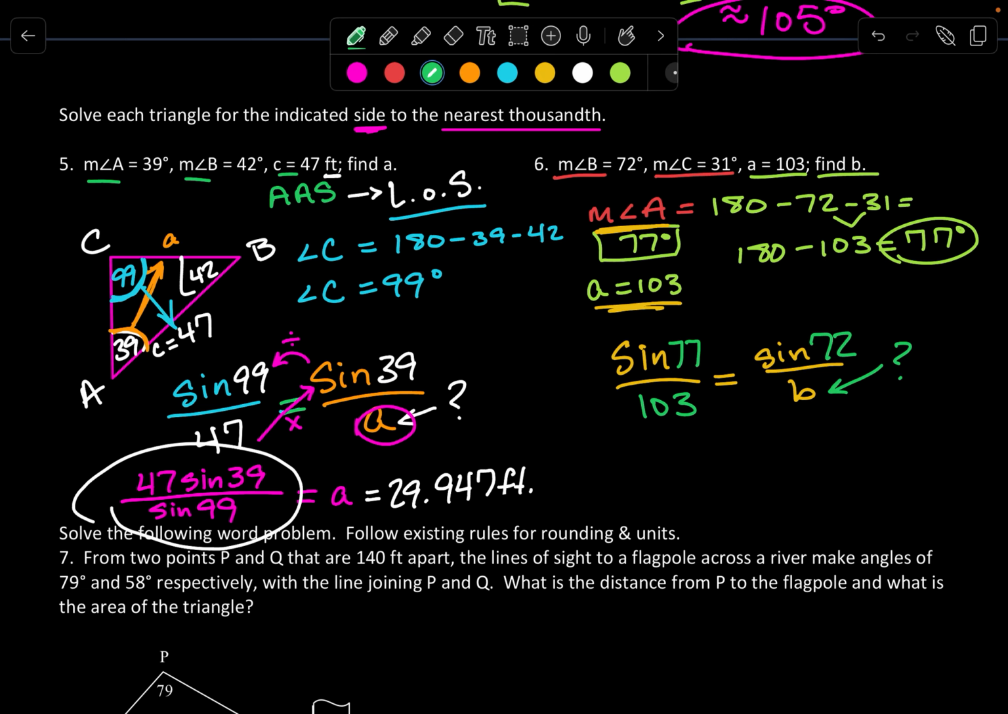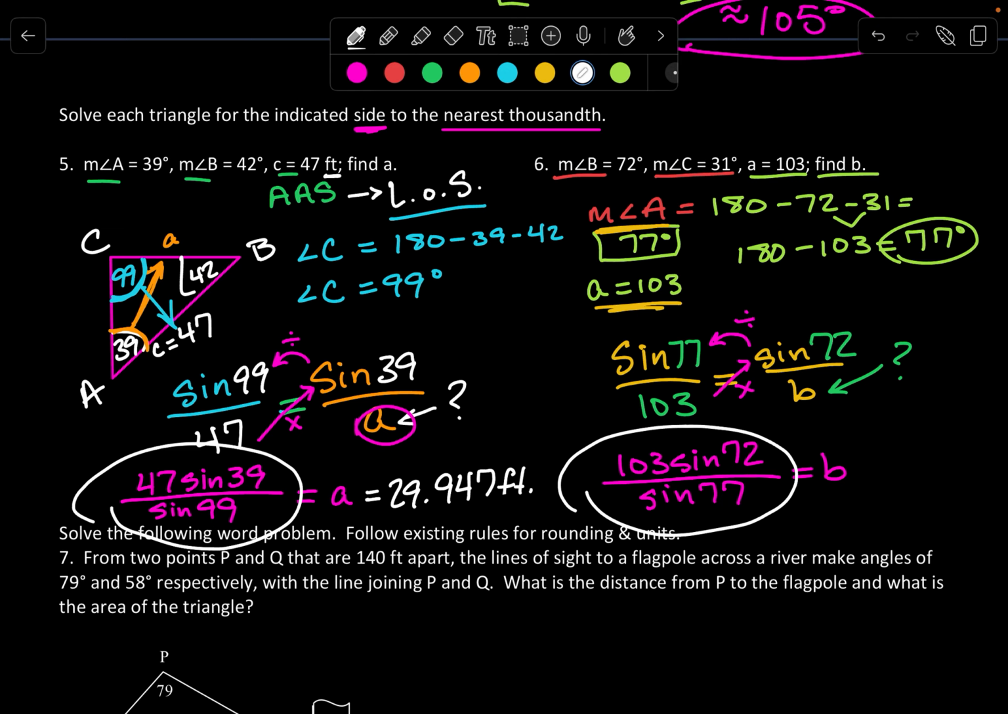So just like last problem, I'm going to cross multiply and then divide. 103 times sine 72 divided by sine 77. And that gets my B isolated. Since that's isolated, I can type this into my calculator and I should get the answer for B, which is 100.536.